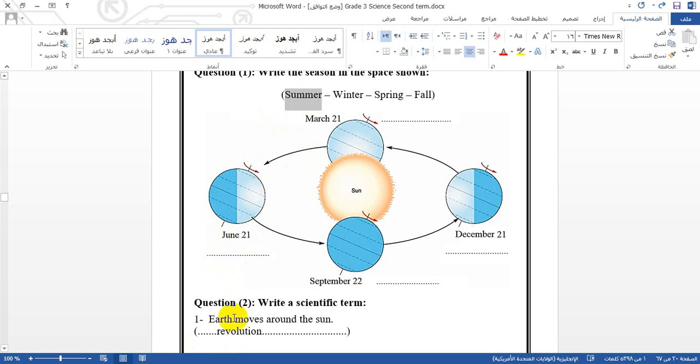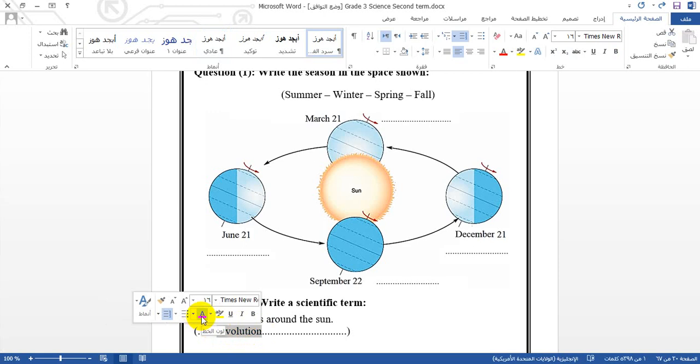So question number 2: write a scientific term. 1, Earth moves around the Sun. What I told you, when the Earth moves around the Sun, it means what, guys? Revolution. Okay guys, don't forget to write revolution here. Why revolution? Because the Earth moves around the Sun, and it causes the changing of the seasons.